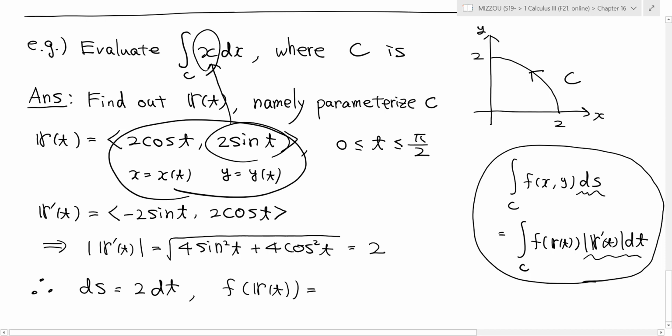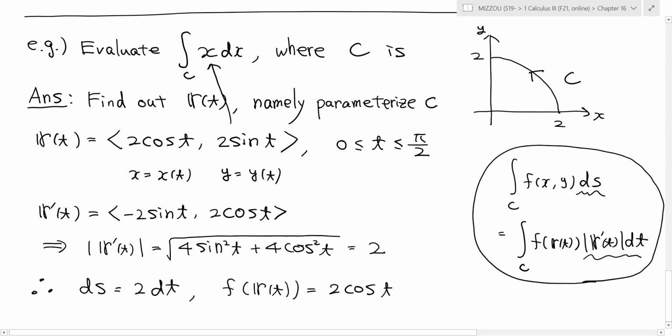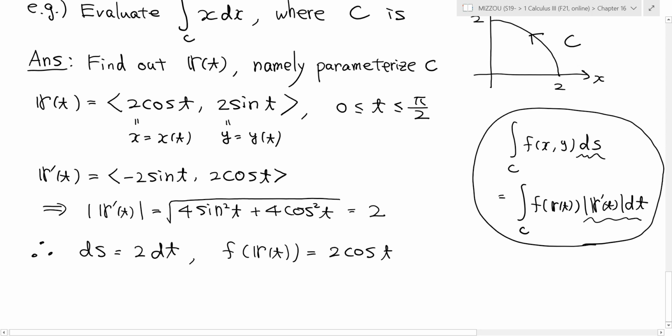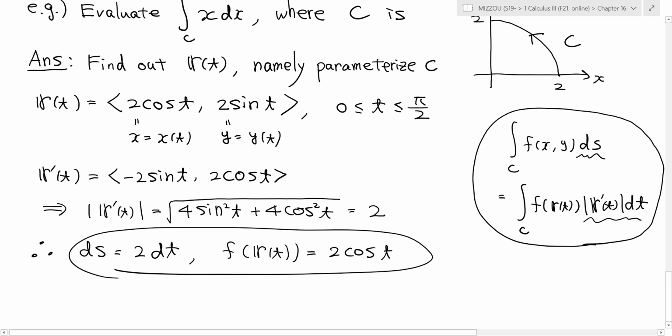But you only see x here. So in this case, this is just 2 cosine t. Okay, for this example, f of xy is just x. Maybe I should write this way. Okay, so all we have to do is just to plug in those to here and then compute it.